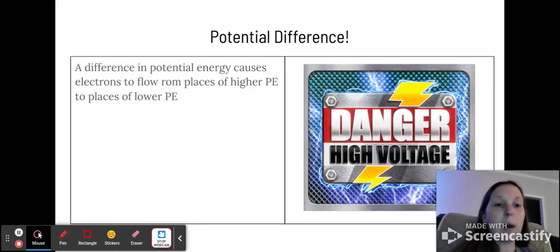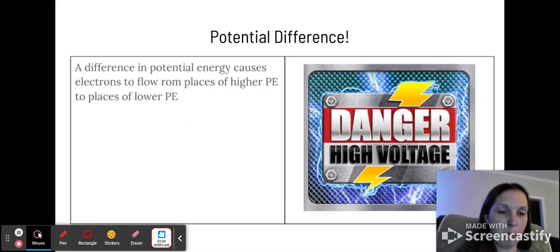First, let's talk about potential difference, and this deals with potential energy, which we've learned about through this semester. The difference in potential energy causes electrons to flow from places of high potential energy to places of lower potential energy. Remember, things flow from high to low.